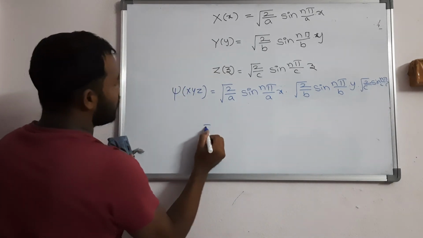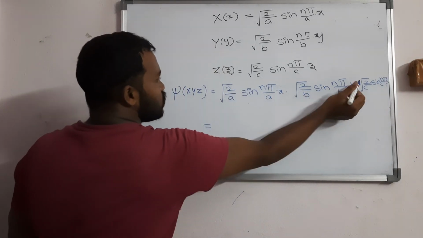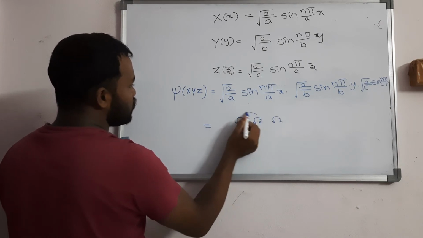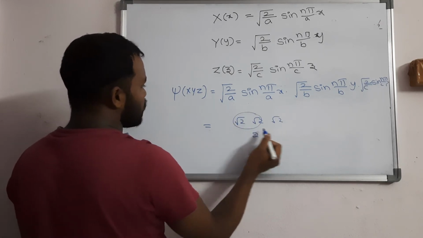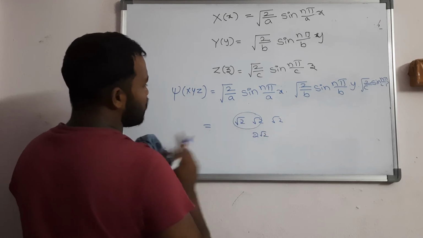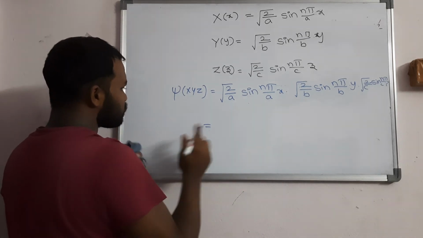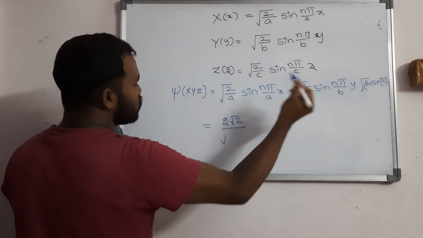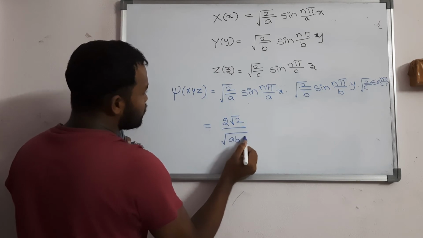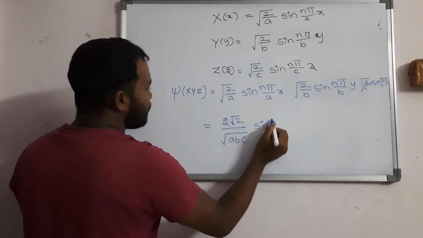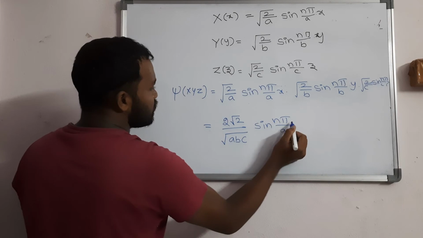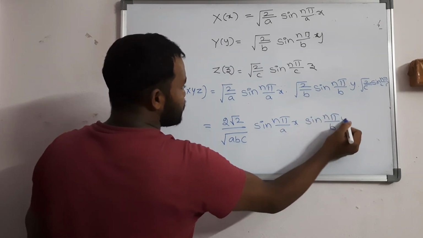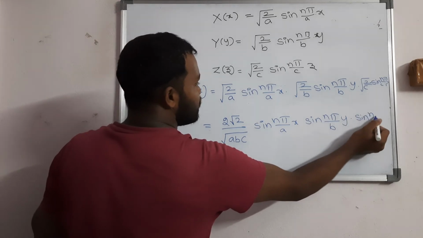Here we write root 2 into root 2 into root 2. Root 2 into root 2 is 2, so already we know that, you will get 2 root 2. So you should write 2 root 2 by root a into root b into root c, which is root abc. Then you will get sin(nπ/a x), sin(nπ/b y), and sin(nπ/c z).